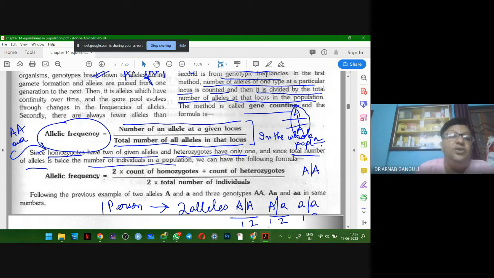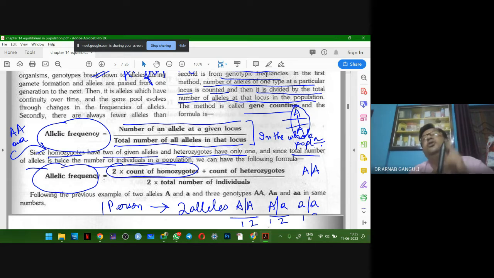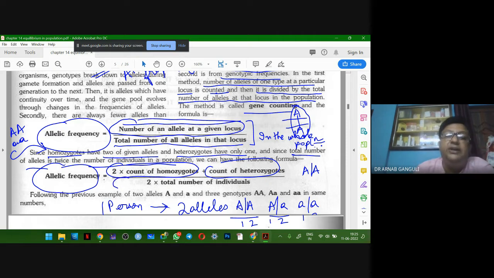Similarly, allelic frequency can be counted as 2 into the count of homozygotes. A homozygote has two of those alleles. A heterozygote has one allele, so 1 into the count of heterozygotes. You add them, then you get the total number of alleles at a given locus, and you divide it by 2 into the total number of individuals. Always remember this formula.